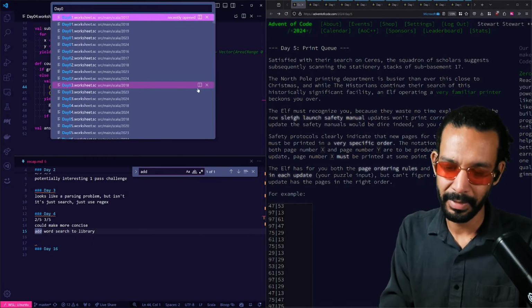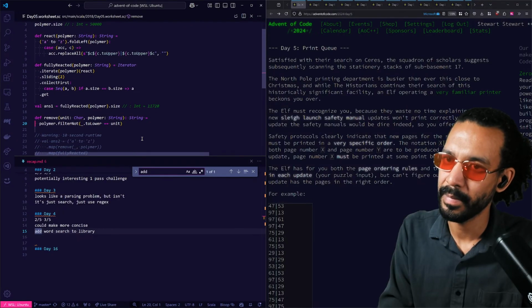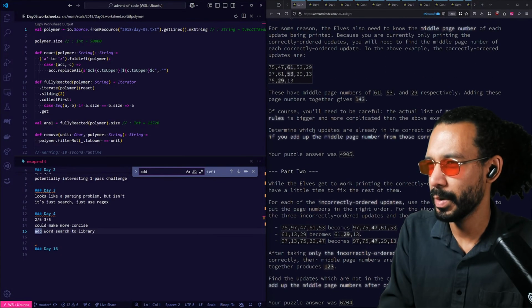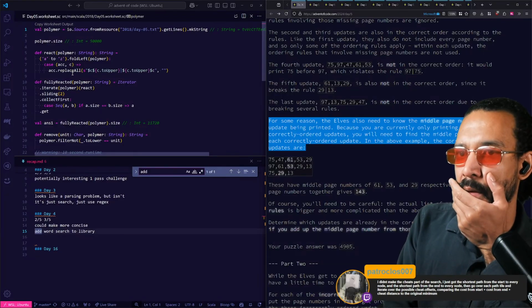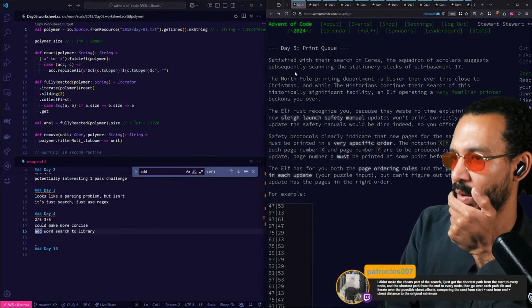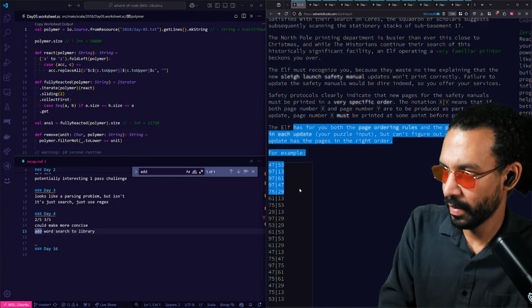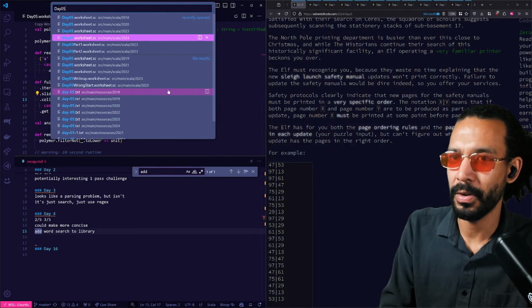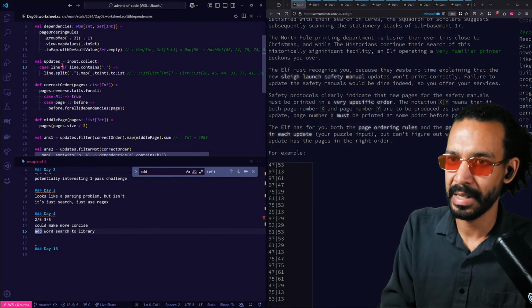Okay. Day 5. This is the print queue, the polymers. This one is too straightforward. What exactly was the issue here? No, this is the wrong day 5. Hold up. Day 5, 2024. Okay, before, after, we have a bunch of dependencies.